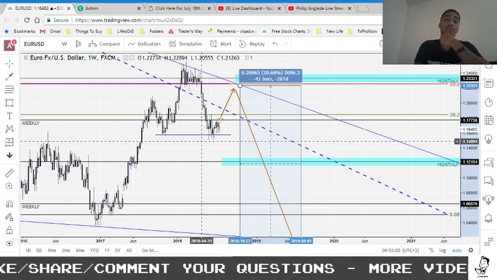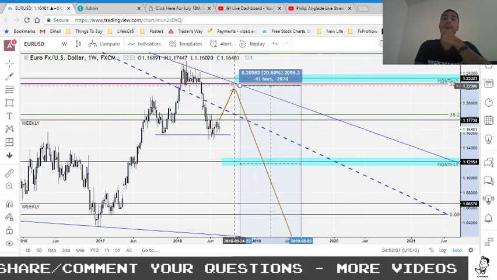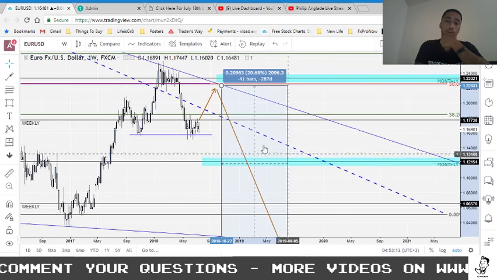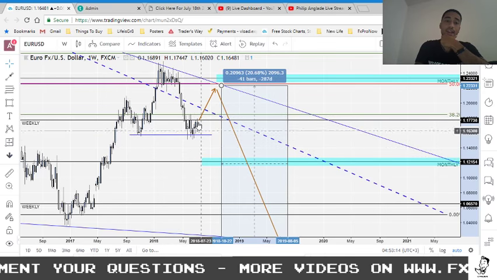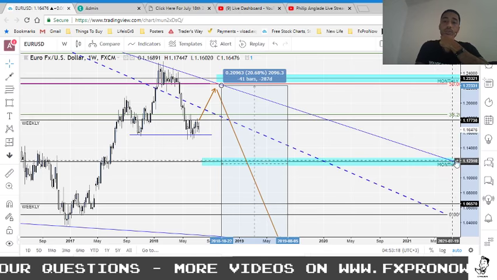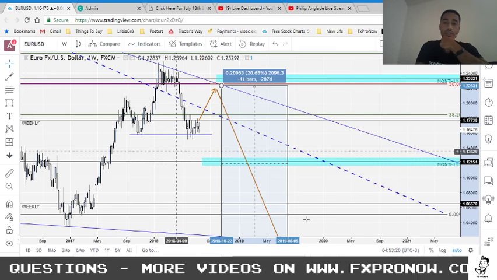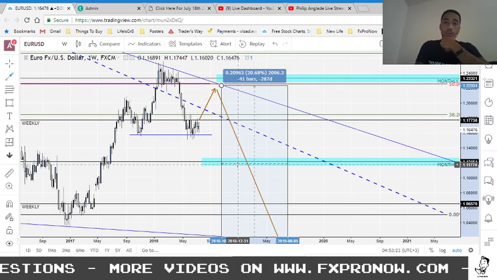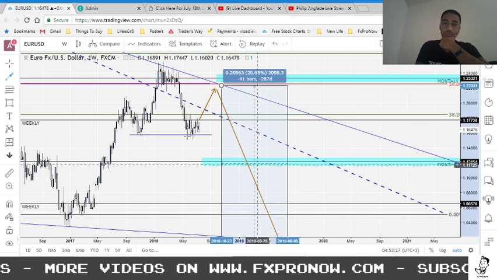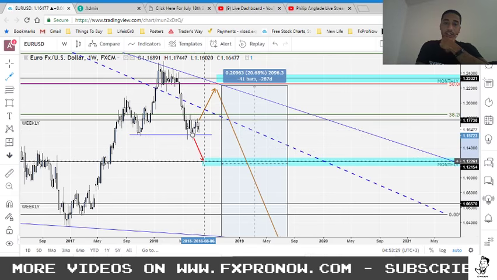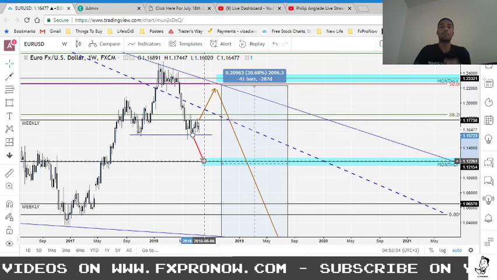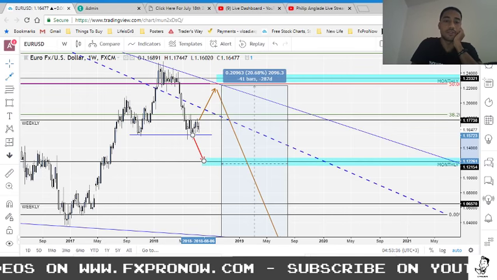It may not break that level of support, start heading up to that trend line again, and then from there shoot down. Or let's just say that it does break that level of support right here. I believe what it's going to do is go straight to, what do you think? This monthly key level.